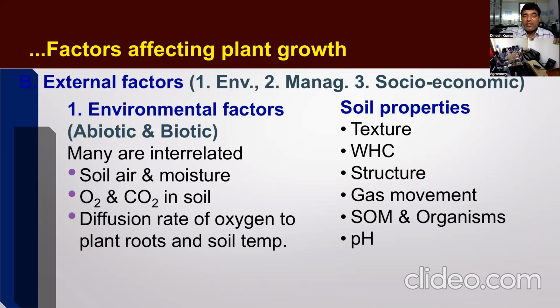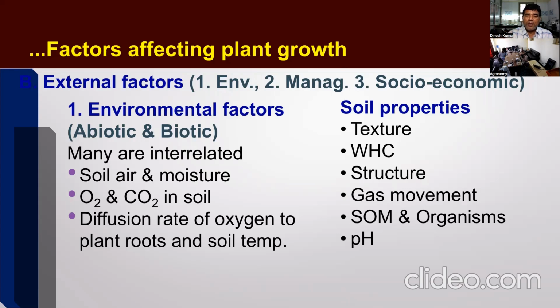If aggregation is not there, that soil will have very poor structure, and it will not have good water holding capacity, good gas movement, or good activity of organisms in the soil. It will always have poor soil organic matter. So you can see the soil texture and structure are affecting a number of other factors in soil. Your structure is related to water holding capacity, to gas movement, and to organisms in the soil.